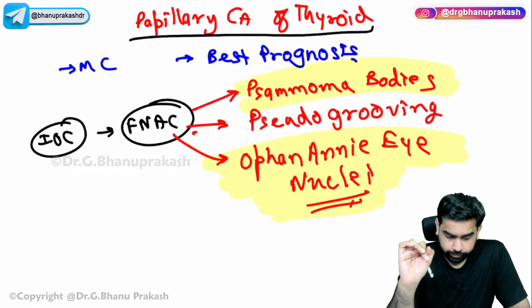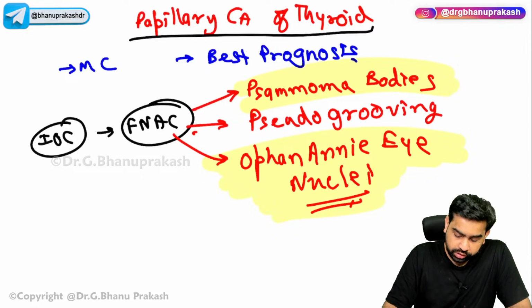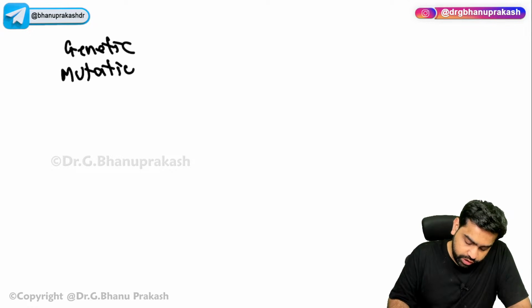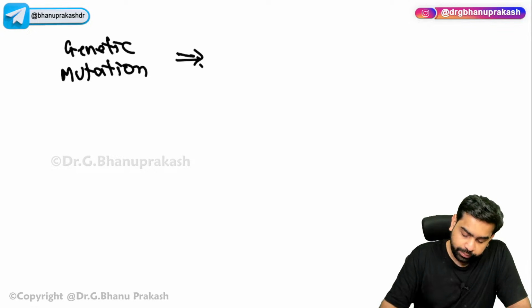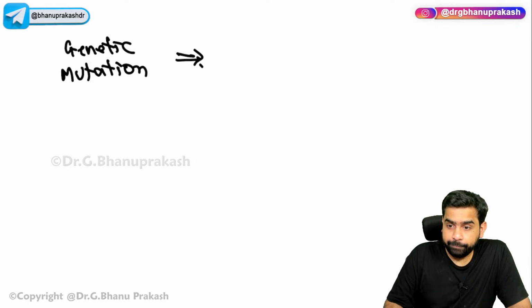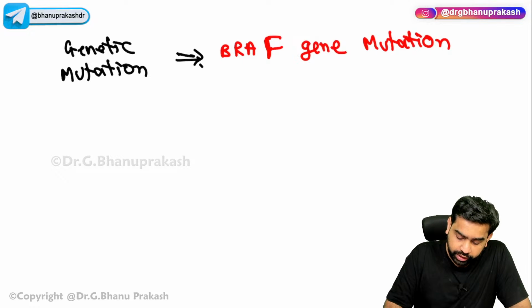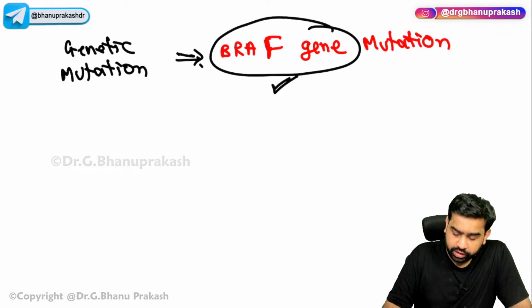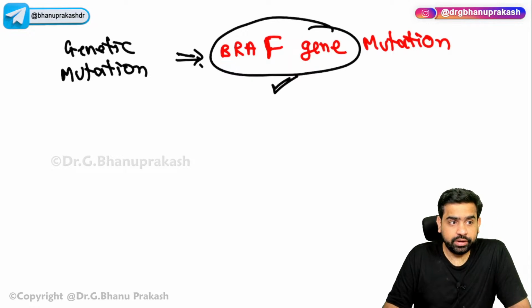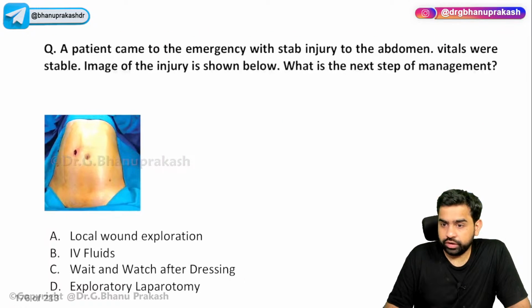Now, if I ask you what is the genetic mutation associated with this papillary carcinoma thyroid, can you please help me with this? The genetic mutation which is associated with papillary carcinoma thyroid is BRAF gene mutation. Please try to understand this particular point. So BRAF gene mutation is associated with papillary carcinoma of thyroid. I hope you have understood this particular point, guys.